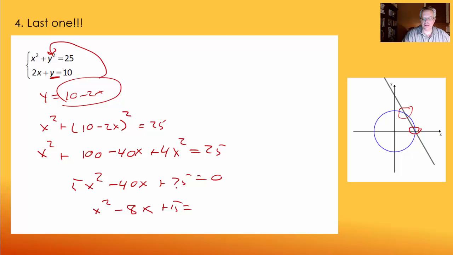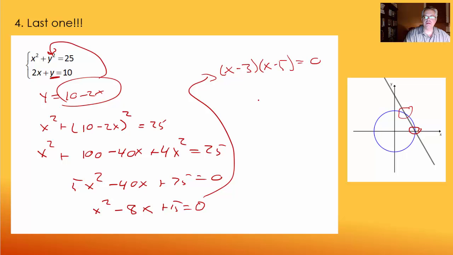Okay, I lost it there just for a second. Sorry about that. So we're solving this. X squared minus 8x plus 15 equals 0. All right. We've gone a long way. Unfortunately, this one's easy to factor. I need two numbers that multiply to 15 and add to negative 8. That would be negative 3 and negative 5. So this factors as x minus 3 times x minus 5 equals 0. And x equals 3, or x equals 5.